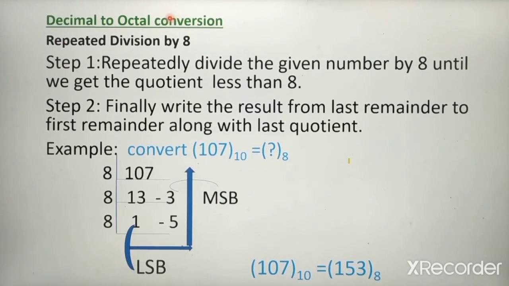Here, our conversion method is octal conversion. So, octal means 8 numbers totally, 0 to 7. So totally we are having 8 numbers, so we have to divide by 8. Here we have 2 steps.